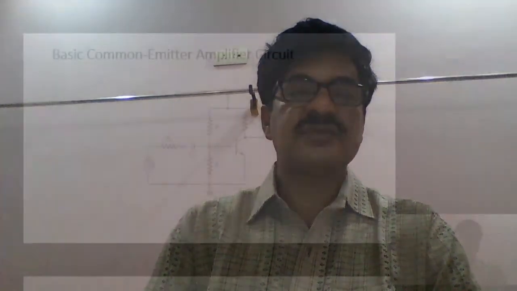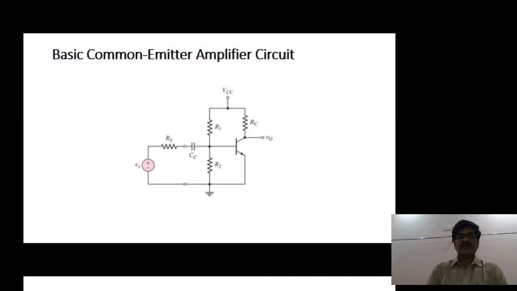First of all, let us see the CE amplifier circuit. So this is the CE amplifier circuit. Here the transistor type is NPN transistor with CE configuration. That means the emitter is at ground potential, input is at the base, output from the collector.